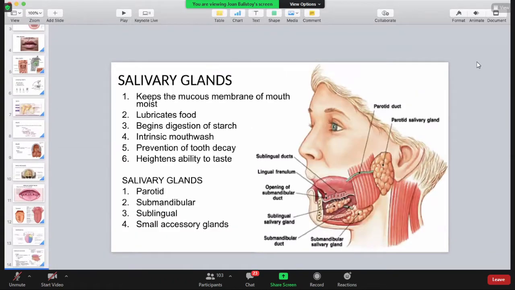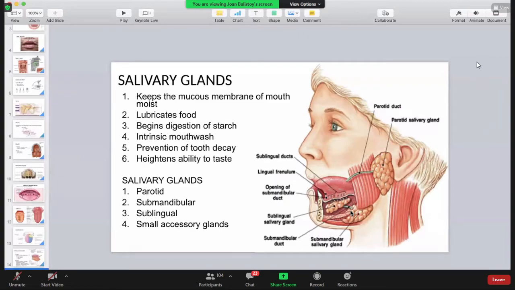Salivary glands. You have 4 salivary glands. You have your parotid gland, you have your sublingual gland, you have your submandibular gland, and your accessory glands or the small accessory glands. They are all capable of secreting your salivary juices. Okay?